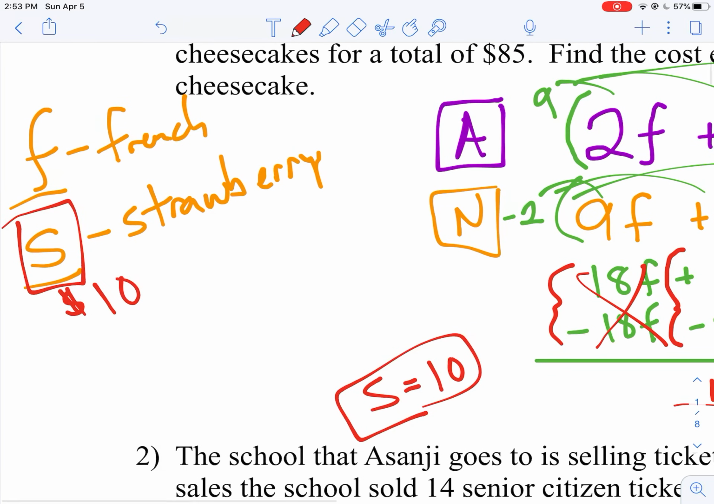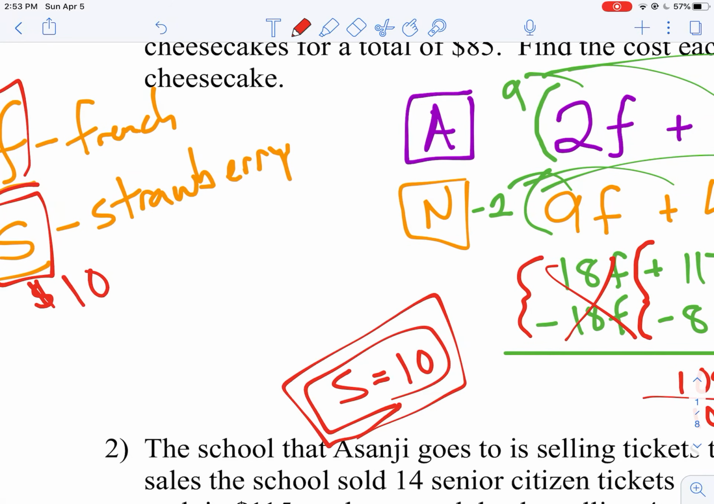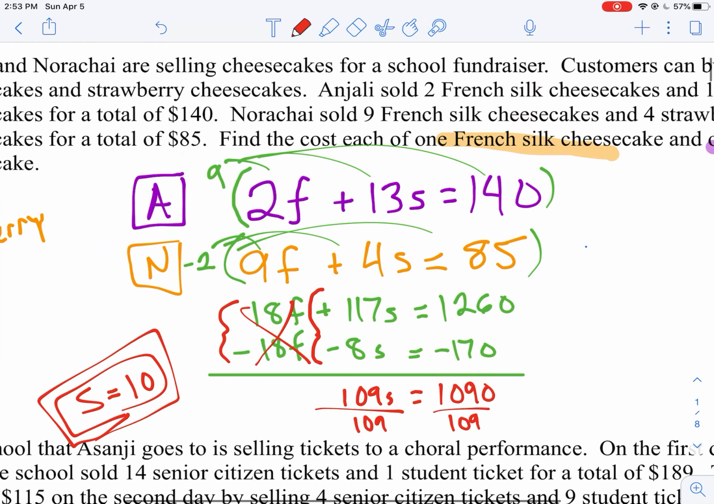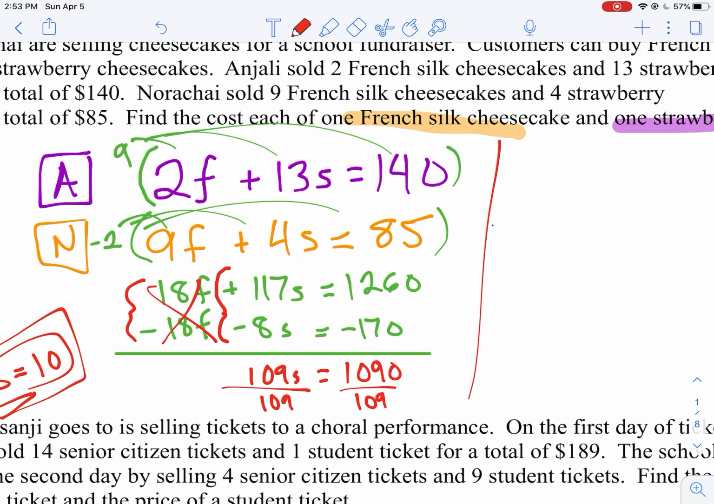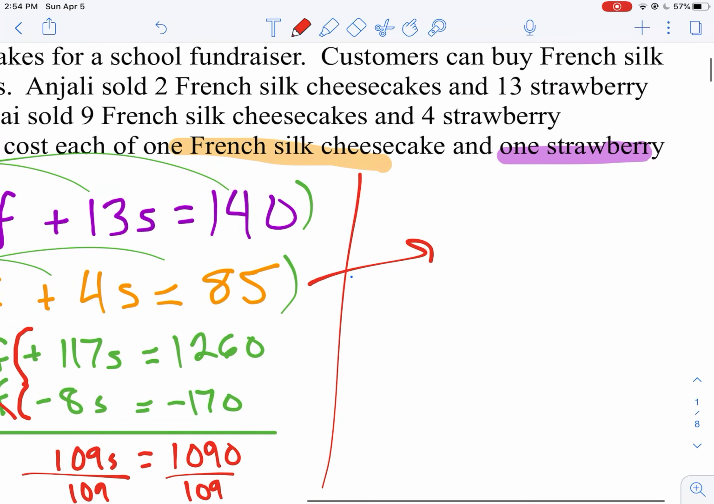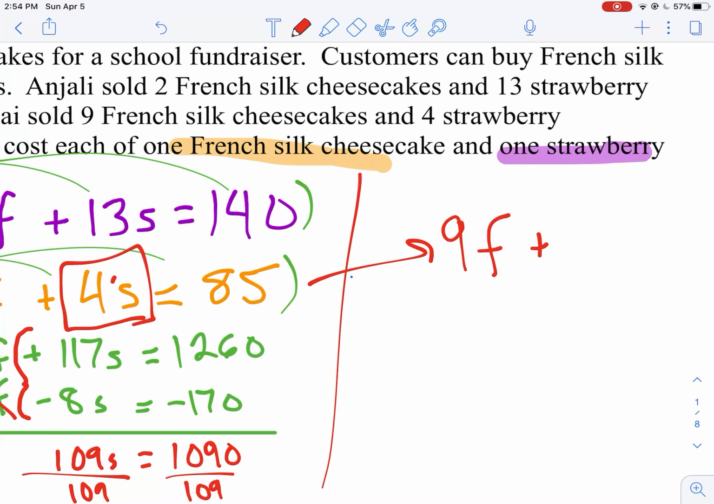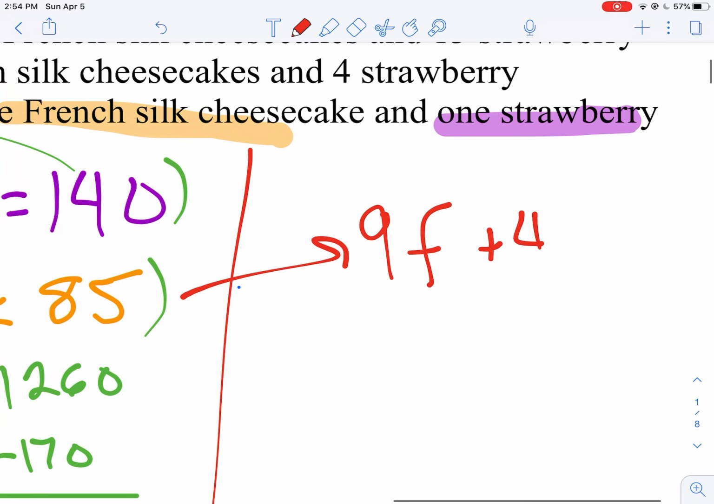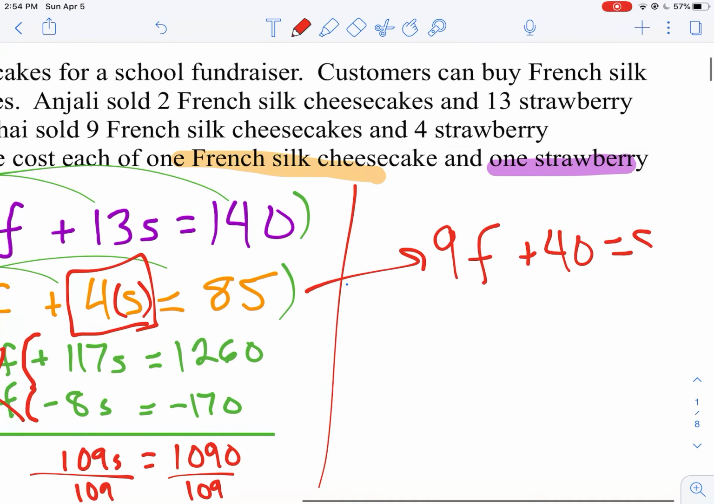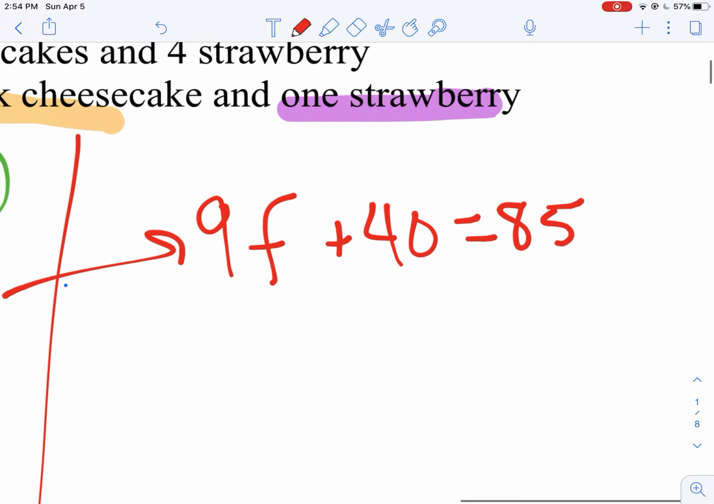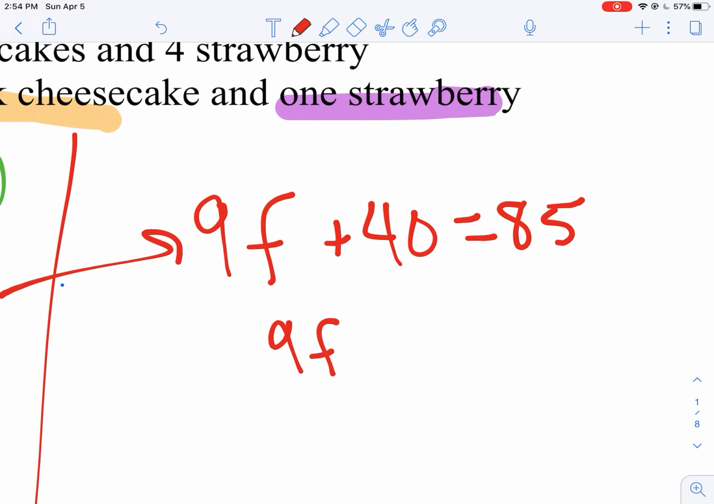Now we need to find our French silk cost, the F. So I'm going to take S as 10 and plug it back into one of my equations. I'm going to choose the orange. Okay, so S is 10. So it's going to go like this. 9F, I don't know what F is yet, plus 4S is 4 times S, and S is 10, so that's 40 equals 85. And now we're just solving a two-step equation. Minus 40 both sides. Yay, and then F is 5.